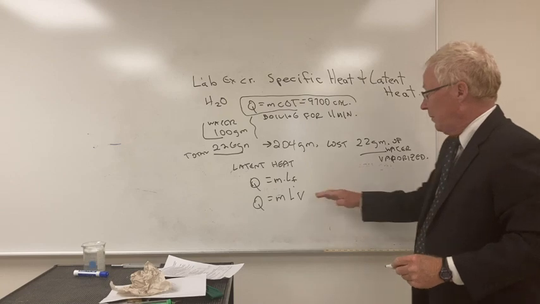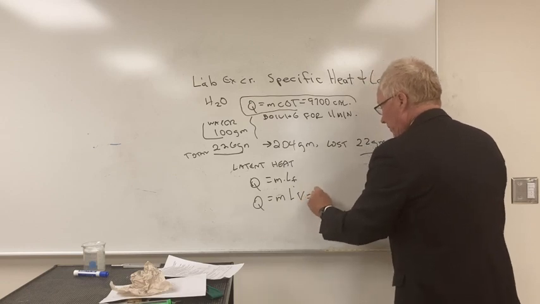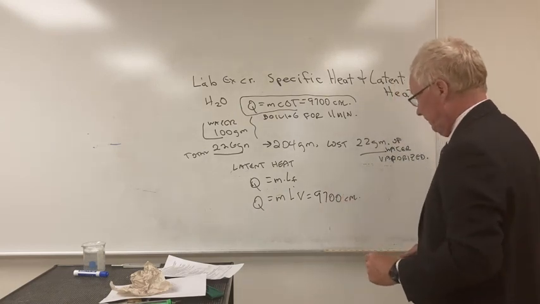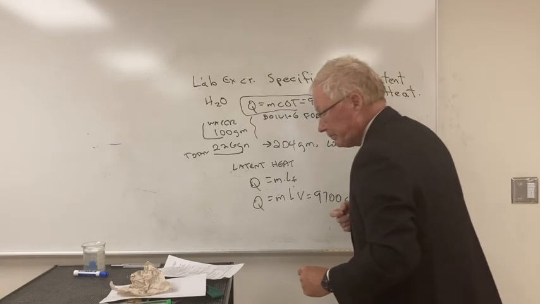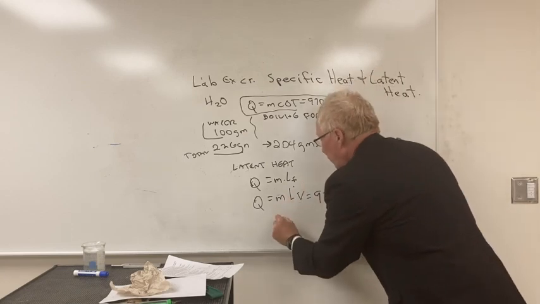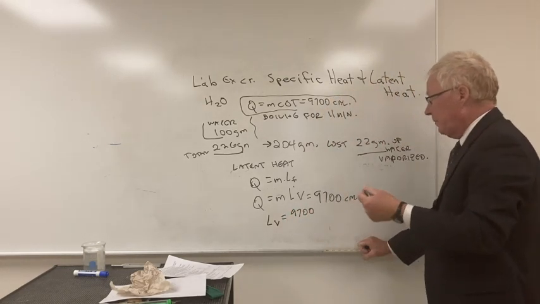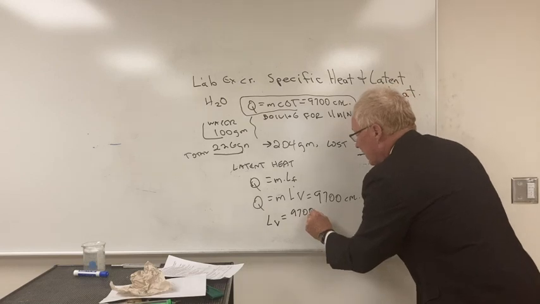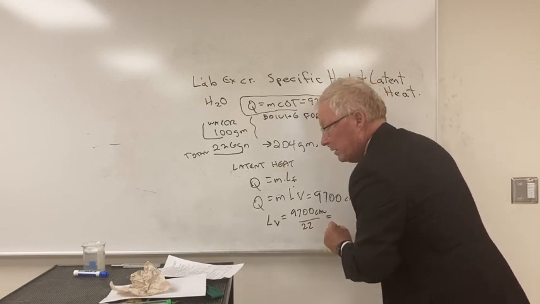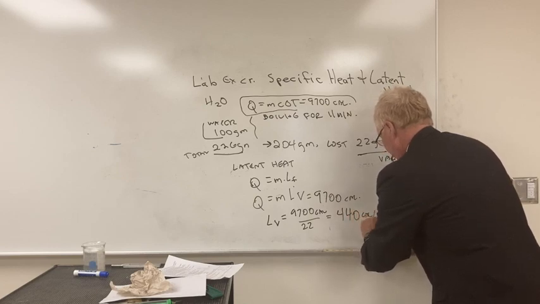All right, so that's the amount of heat. So we did it for 11 minutes. We're looking at vaporization. This was 9,700 calories. All right. Then, since the amount of water vaporized is 22 grams, the latent heat of vaporization would be how much energy it took to vaporize each gram. We divide this by 22, and we end up with approximately 440 calories per gram.